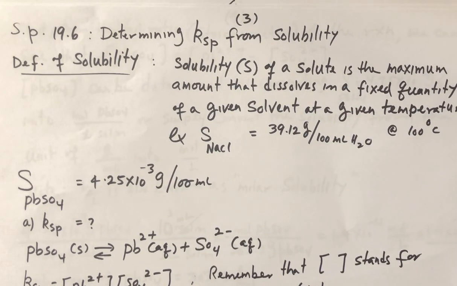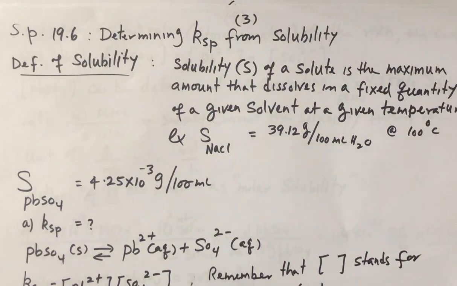We are using the symbol S for solubility. This is not to be confused with the solid state, but rather refers to the solubility. So solubility, or S, of a solute is defined as the maximum amount of that solute that can be dissolved in a fixed quantity of a given solvent or solution, at a given temperature. The solubility is temperature dependent.